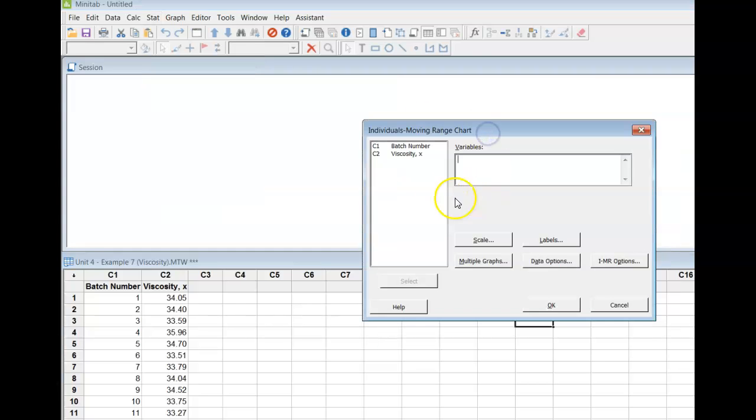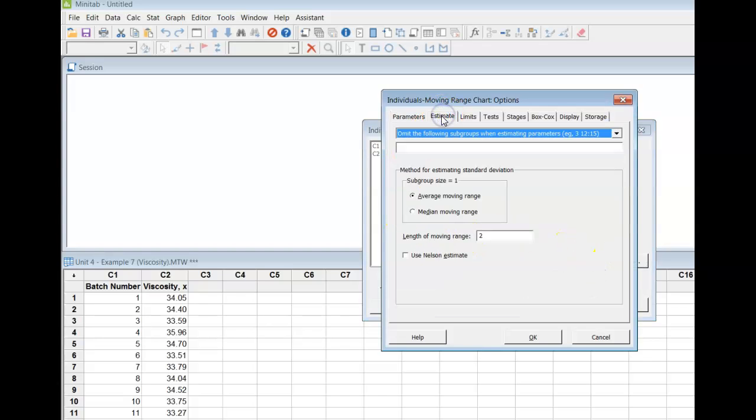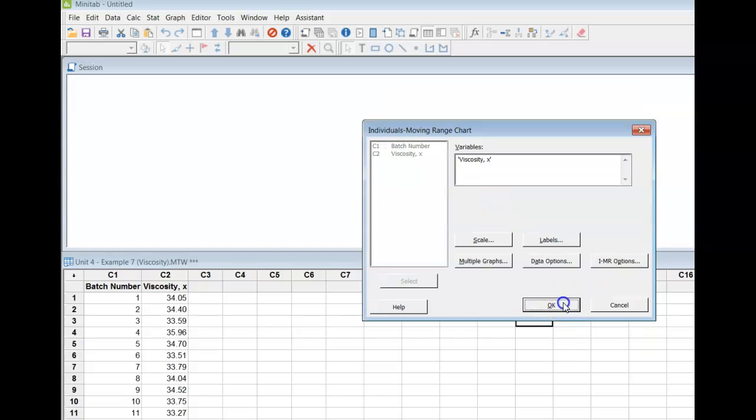All right, the window opens up, and we are going to plot the viscosity data. If I look down at my viscosity data, there's only one data point for each batch, which is why this is referred to as individuals, because you're not going to calculate means for this, at least not for each individual batch number. If I go to IMR options, under the estimate for the standard deviation, we would use the average moving range, and that's the default anyway. And the length of the moving range is usually 2 points. So again, we would leave that on.